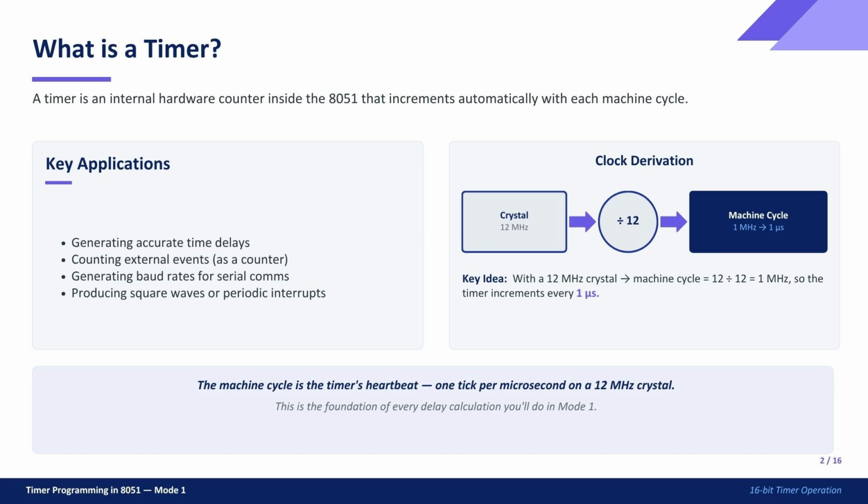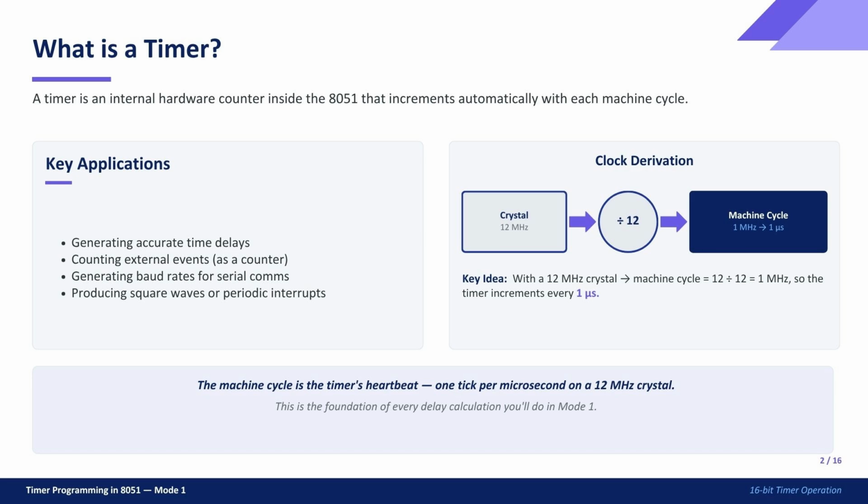A timer in the 8051 is basically an internal hardware counter that increments automatically with every machine cycle. Think of it as a stopwatch built right into the microcontroller. Once you start it, it keeps counting up on its own without any help from the CPU.